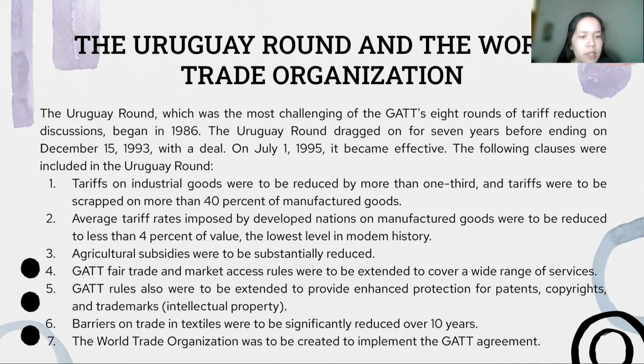The fourth one is GATT fair trade and market access rules were to be extended to cover a wide range of services. The fifth one is GATT rules also were to be extended to provide protection for patents, copyrights, and trademarks. The sixth one is barriers on trade in textiles were to be significantly reduced over 10 years. And the last one is the World Trade Organization was to be created to implement the GATT agreement.